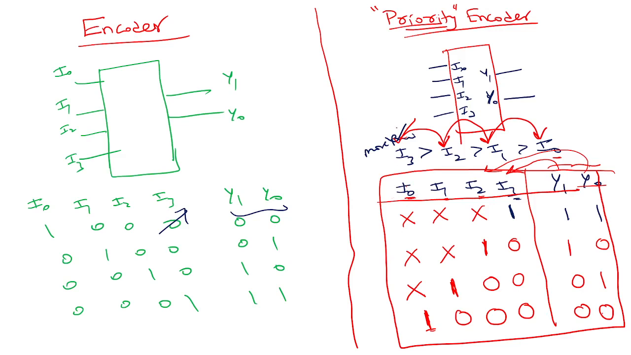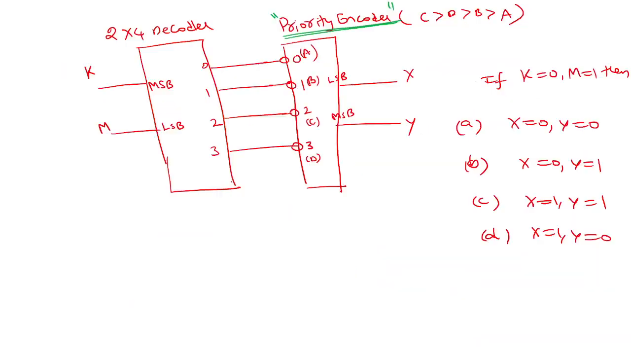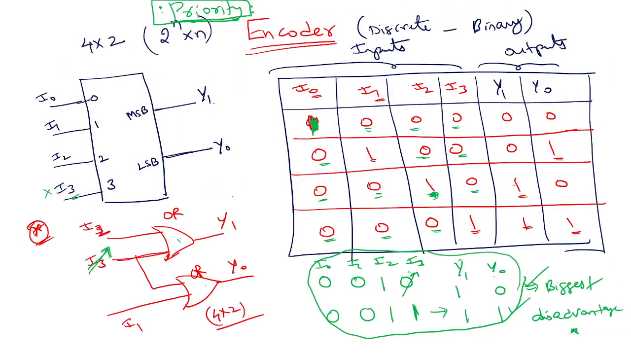Now its priority is more, I3 is having the highest priority, so first you will check I3. Because I3 is 1, you will decode this 3 as 1 1 1, right? Output. That's how simple it is. In this encoder case, it really doesn't matter. It works on the principle of this.